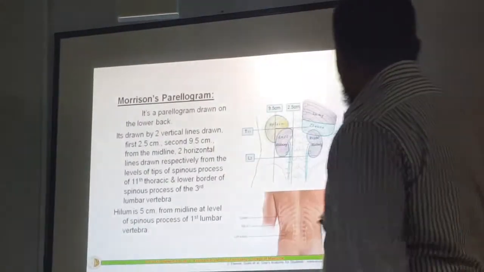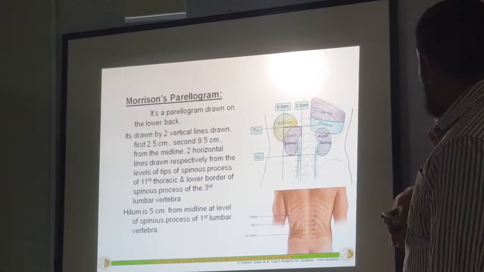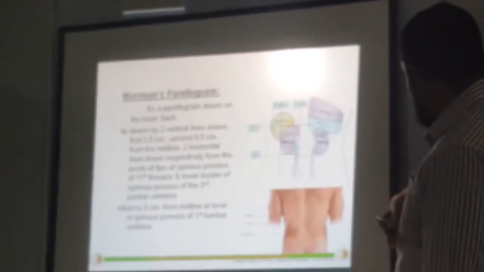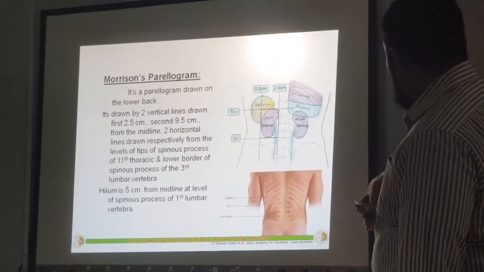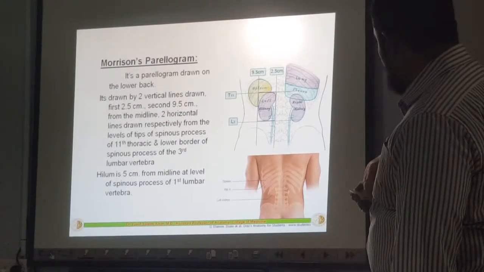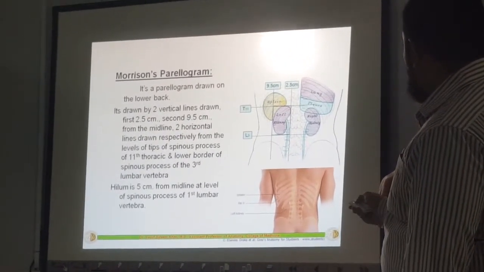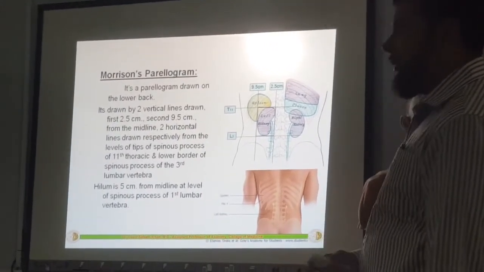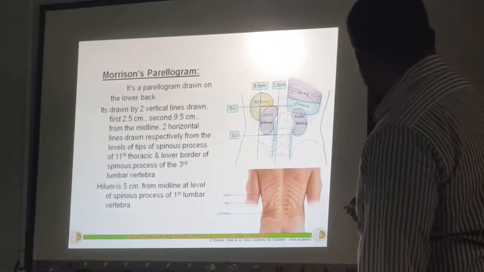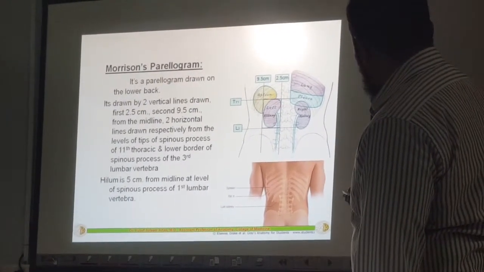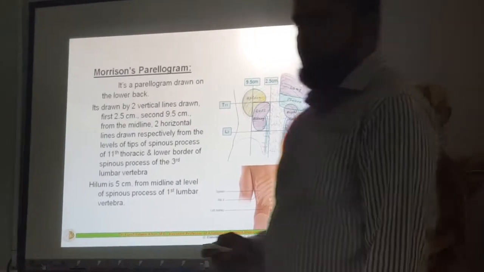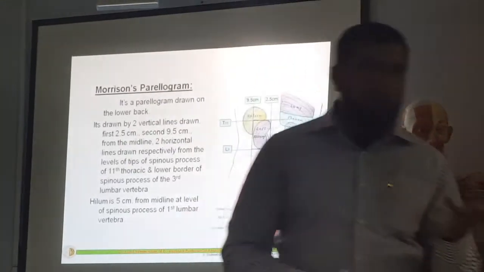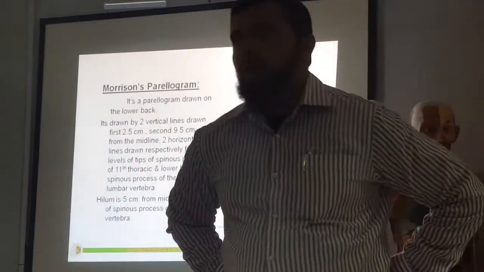So how do you draw this parallelogram? One vertical line 2.5 centimeters from the midline. Second vertical line 9.5 centimeters from the midline. Both are from the midline. Then two horizontal lines, one at the level of the T11 vertebra, second one at the L3 vertebra, and you get a parallelogram. This is called the Morrison's parallelogram. For these surgeries or any procedures on the kidney, you can approach through this.